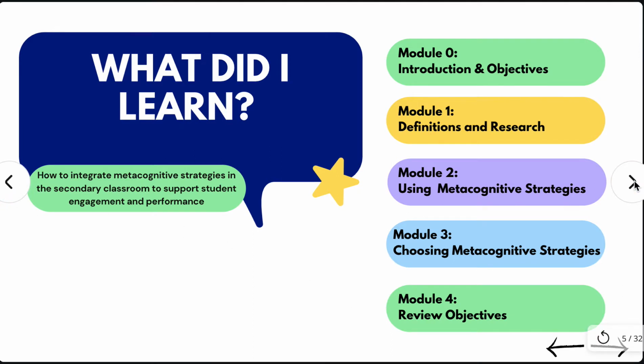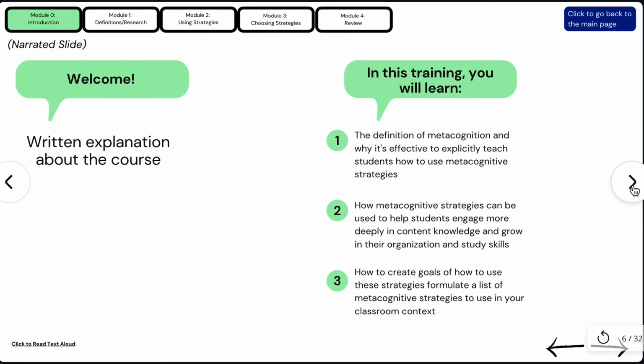So this is, there we go. Module 0 is just 1 page with a written explanation about the course and the 3 big objectives. I didn't list all 7, because objectives 2 through 5 were lumped together since they all work together well. So a few things to note.